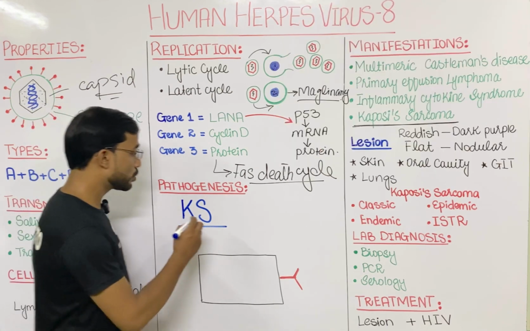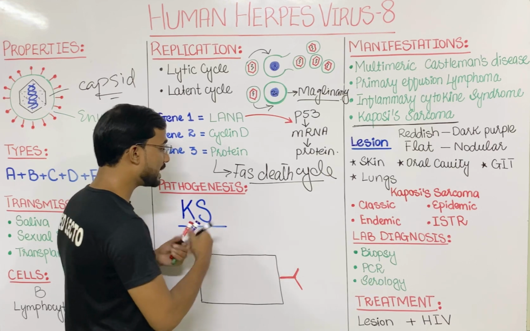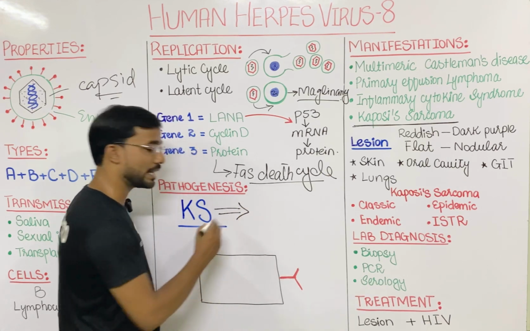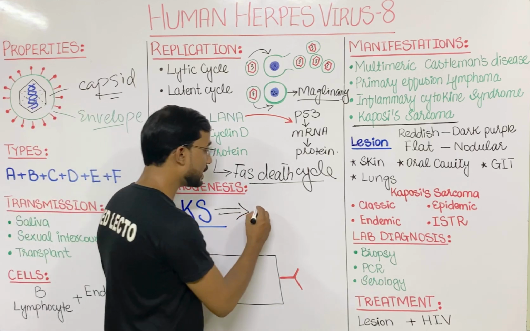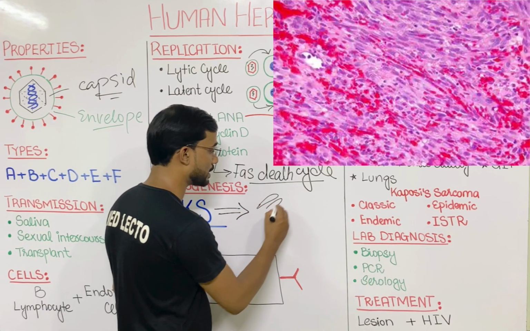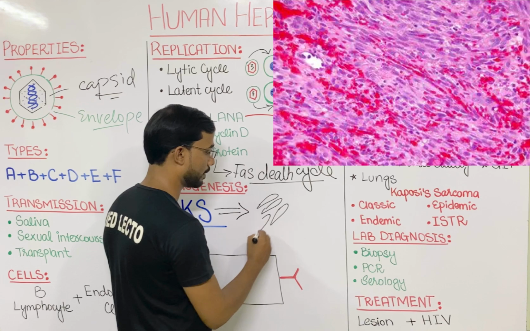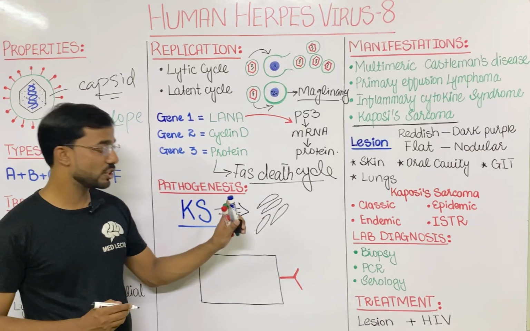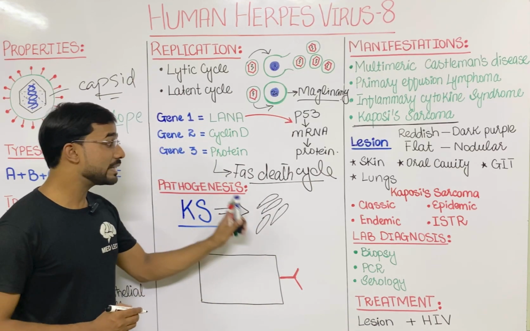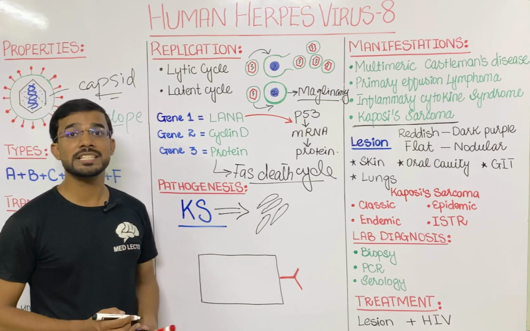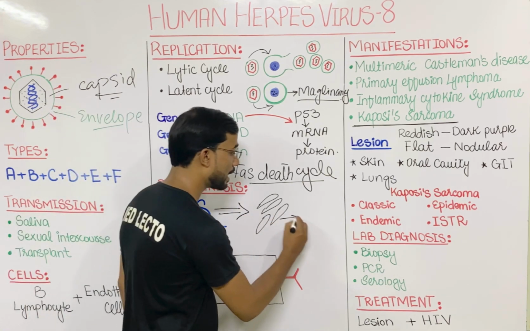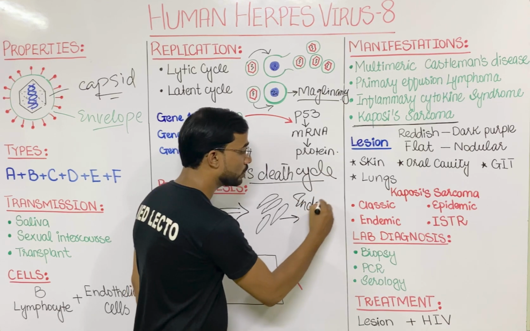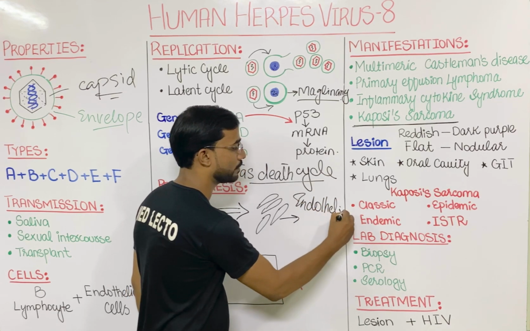If we take a biopsy of the skin and look under the microscope, we will see spindle shaped cells. But the origin of these spindle shaped cells in the biopsy will be endothelial in origin.